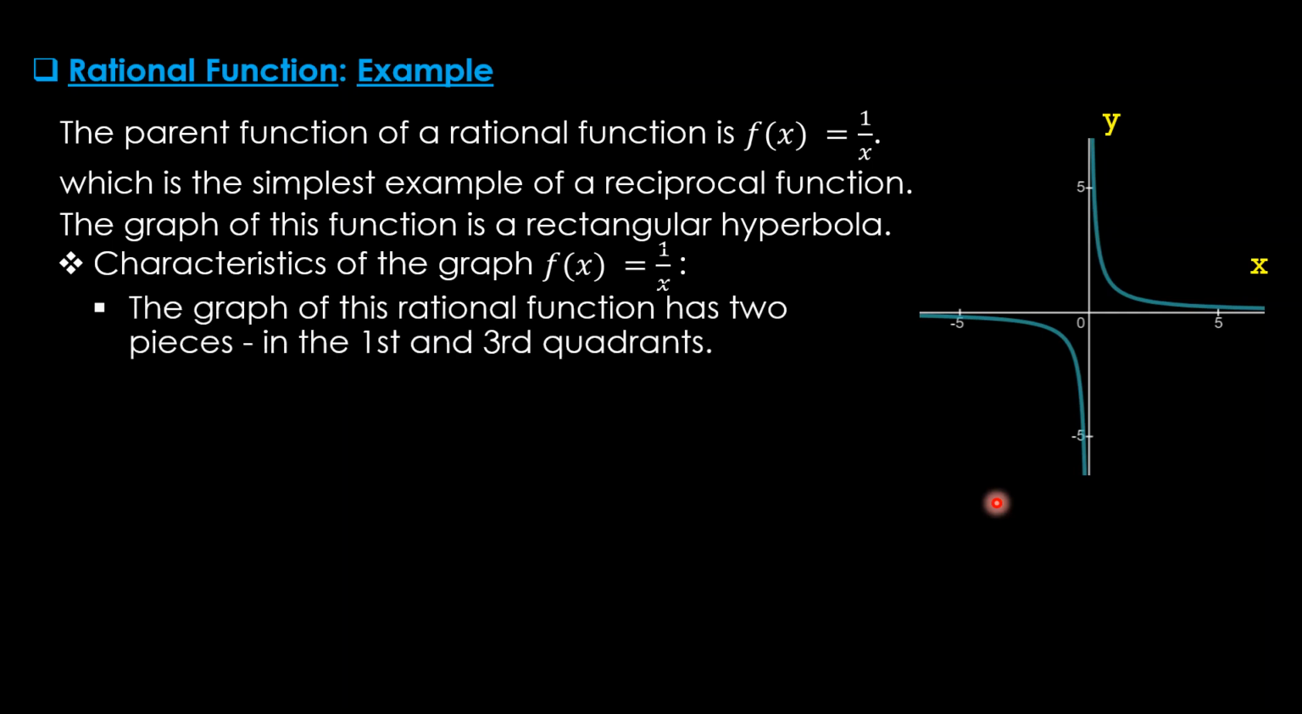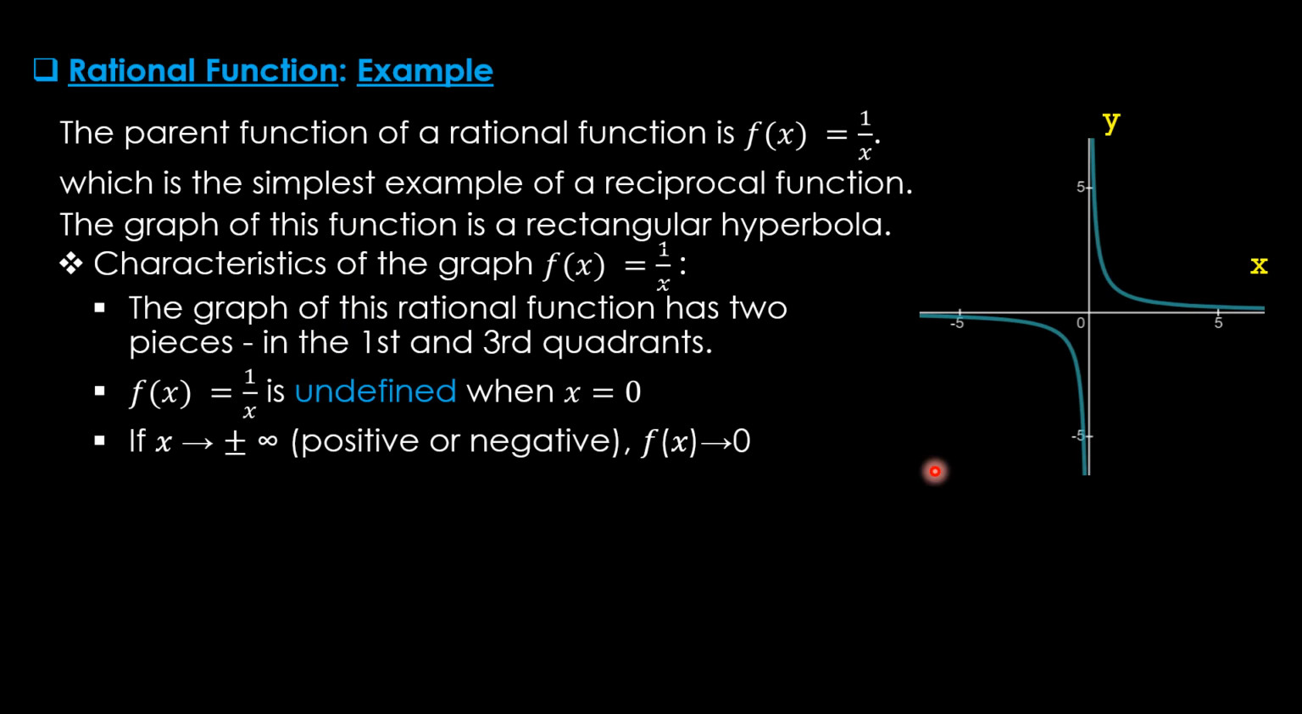The graph of this rational function has two pieces in the first and third quadrants. One piece here in the first quadrant and one piece here in the third quadrant. f(x) equal to 1 over x is undefined when x equal to 0. At x equal to 0, the graph is undefined. That's why the graphs are not reaching at this point.